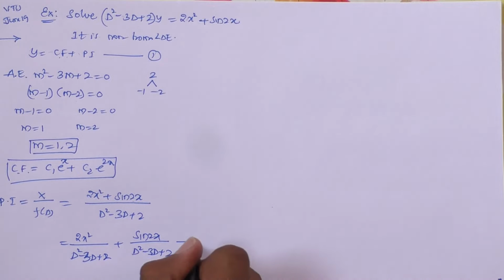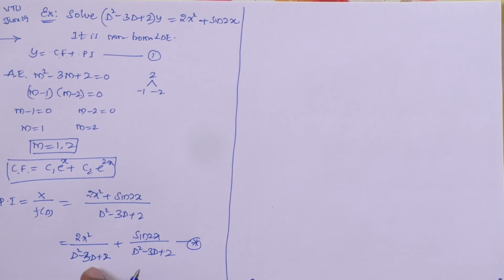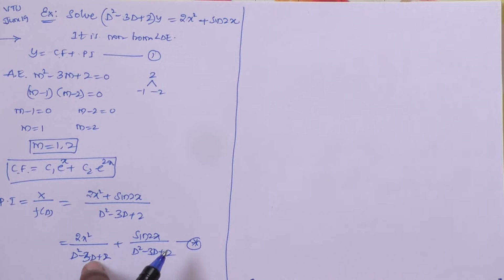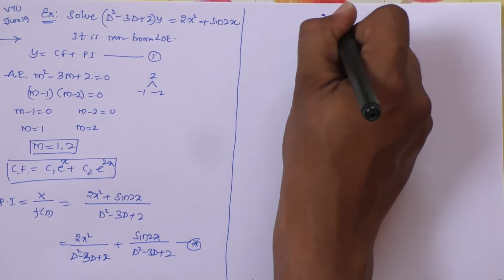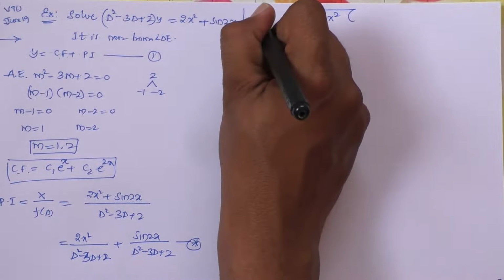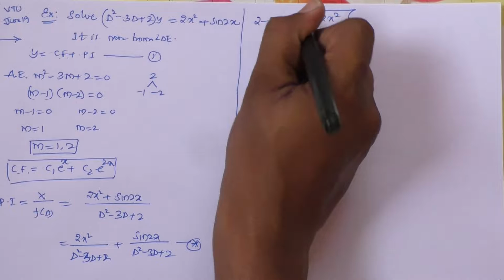So separately let us consider equation star. Now let us simplify these two separately. First this one, 2x square by this. This is a polynomial in x. Here we solve by the normal division method. So 2x square goes inside the division table, and outside we write in ascending order 2 minus 3D plus D square.